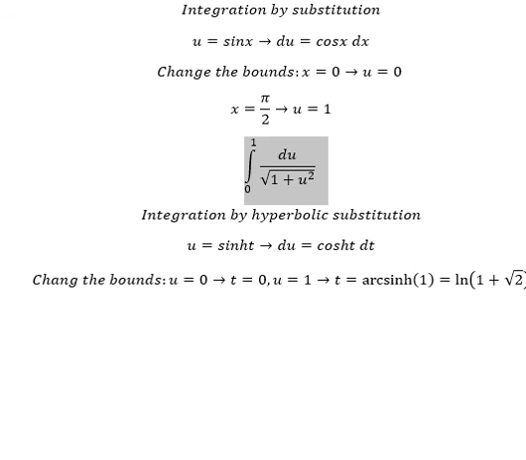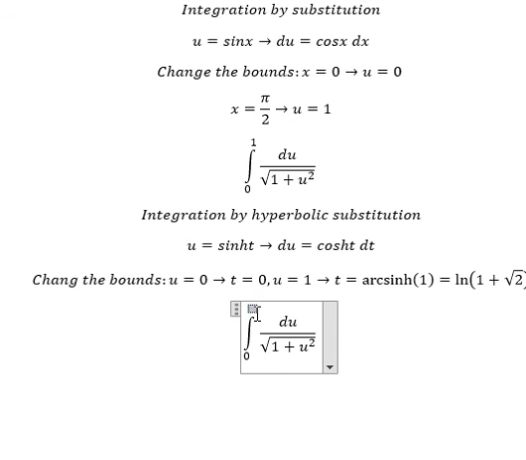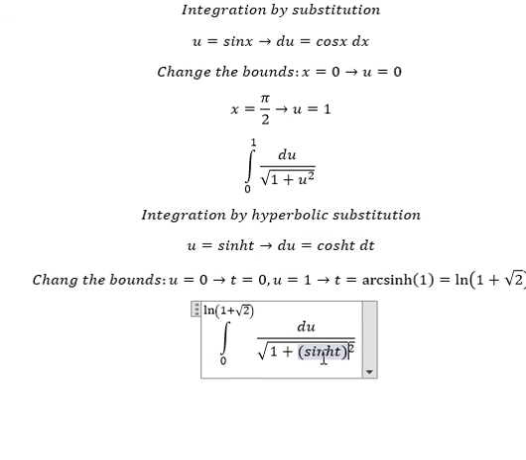So 0 we keep the same, 1 we change to this one. U is sinh t. Du is this one.